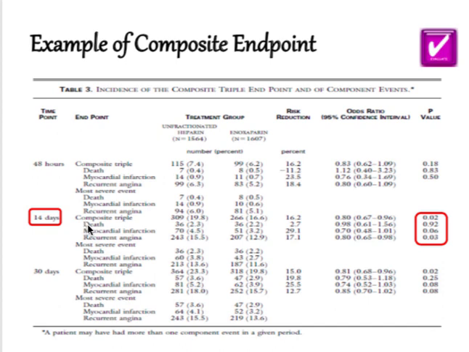If I check death alone, it gives me 0.92, which means no significant difference. That means no significant difference in death alone. MI is 0.06, again no significant difference. Recurrent angina gave a significant difference. This should ring a bell.